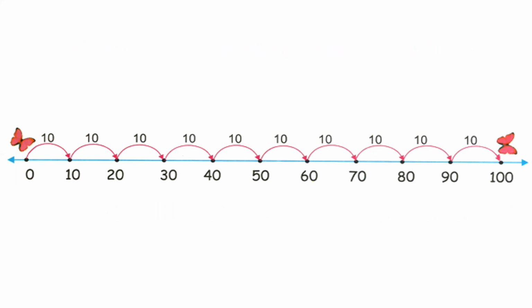So last week we worked on skip counting. So here's another example, 10 times 4. So we're going to use our number line and start at 0. And we're going to skip count 4 times. So we're going to hop 1, 2, 3, 4. So 10 times 4 equals 40.